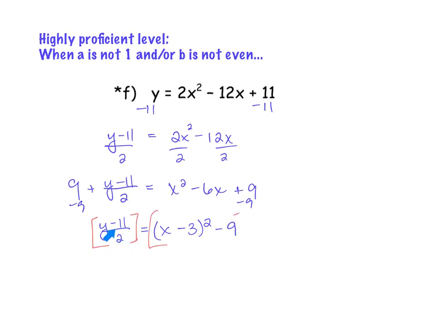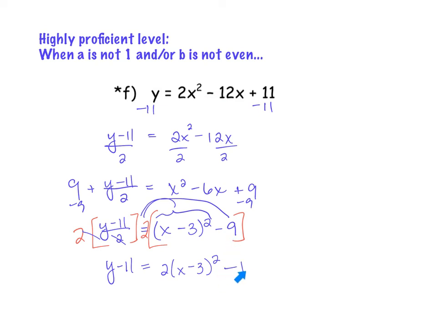Now what we need to do is unstore all this. So we've stored the 2 and the 11 over here, so we multiply both sides by 2. So on this side we get 2 times x minus 3 squared. This whole part is one bundle, so it stays the same. And then we also need to multiply the 2 by negative 9, so we get minus 18. Add 11 to get that y completely alone. So we have y equals 2 times x minus 3 squared minus 7. So we have a vertex of 3, negative 7.